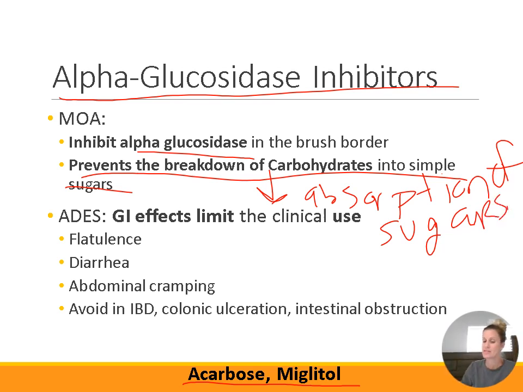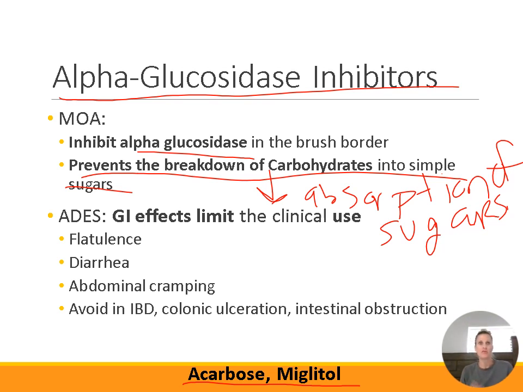Now, glucose itself can still be absorbed, but you can't break down more complex sugars into glucose. I'll tell you what I mean by that in just a second. Because these are just working in the GI tract, they're not affecting insulin secretion or anything like that, so they do not cause hypoglycemia.